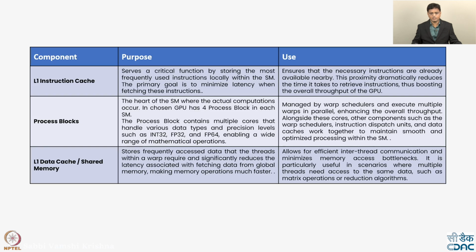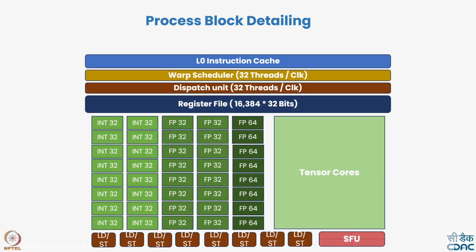So, this memory is related to the data. It stores the frequently accessed data that the threads within a warp require, and it significantly reduces the latency associated with fetching the data from the global memory, making memory operations much faster. It allows for efficient inter-thread communication and minimizes memory access bottlenecks. It is particularly useful in scenarios where multiple threads need access to the same data, such as matrix multiplication or reduction algorithms. Let us get into the detailing of each process block.